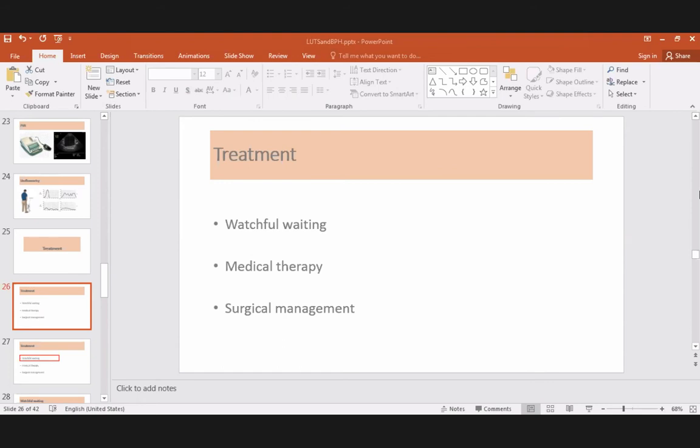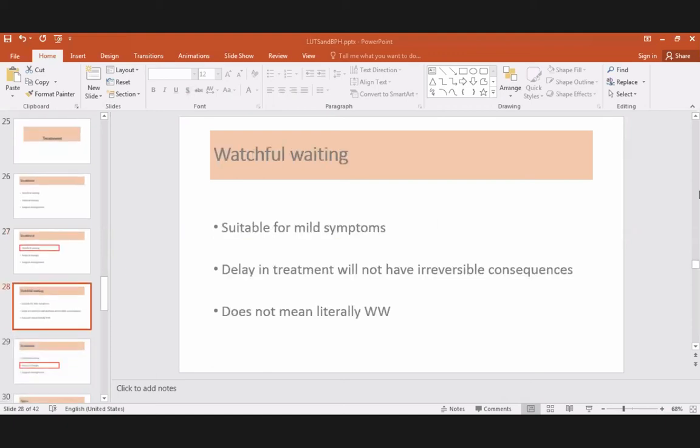So the patients who are having mild symptoms, 0 to 7, we offer them watchful waiting. We just advise them behavioral modification, lifestyle modification, and we just observe them from time to time. It is not just watchful waiting. You have to advise them lifestyle modification to decrease fluid intake and to avoid caffeine and other things that have a diuretic element. So you have to advise them about these modifications, but we don't start medications. Patients having IPSS score 8 to 19 require medical treatment.